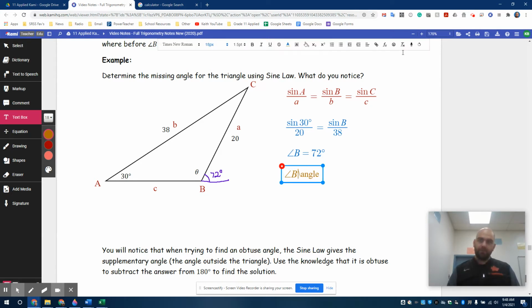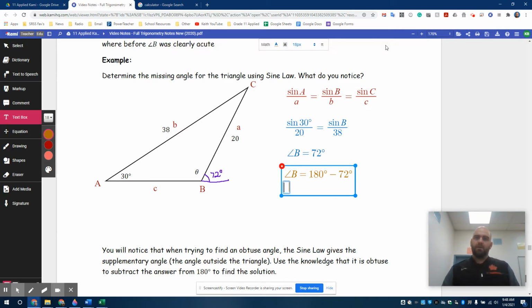Angle B, there we go. Get rid of the rest of it here. So angle B is equal to not 72 degrees, but 180 degrees minus 72 degrees. And so angle B is equal to 108 degrees. Okay, it's most definitely an obtuse angle.